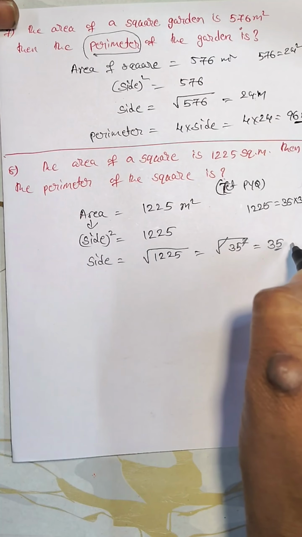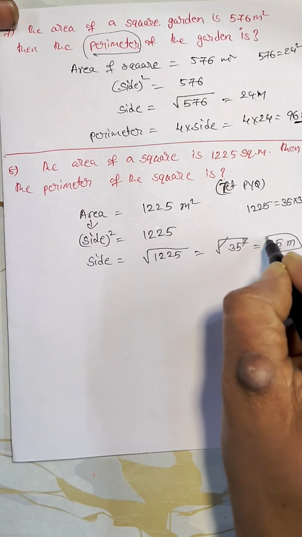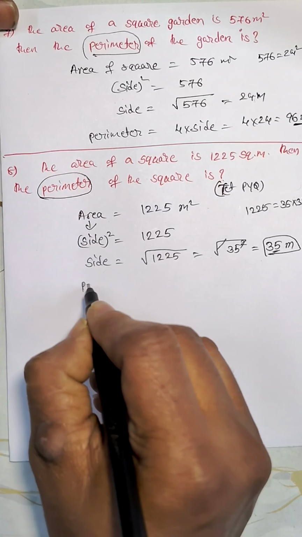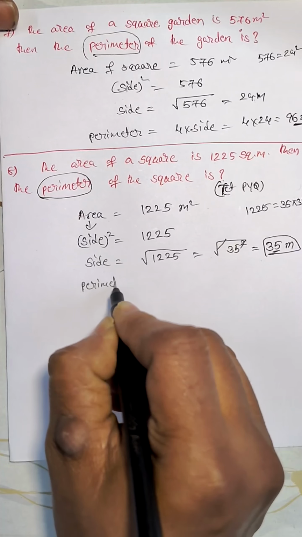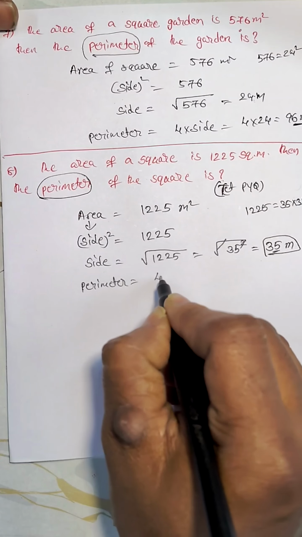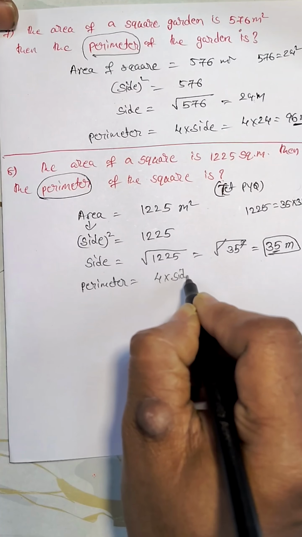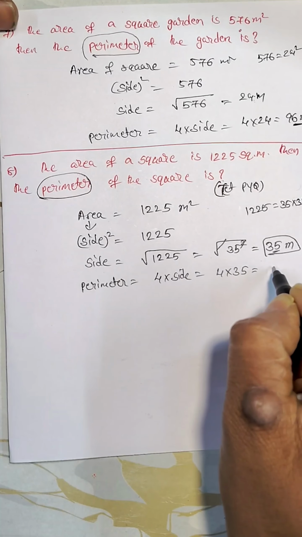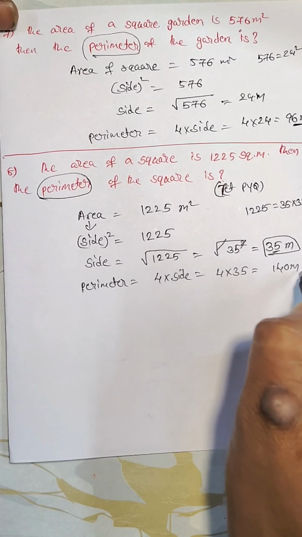That means each side of the square is what? 35 meters that we got. And what else do we need to find out? We need to find out the perimeter. So the perimeter of a square is 4 into each side. So 4 into 35, that gives you 140 meters that you get.